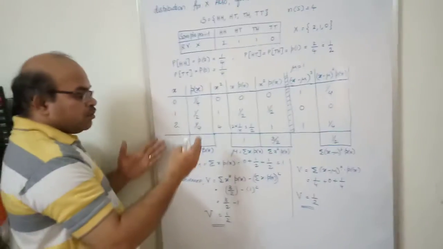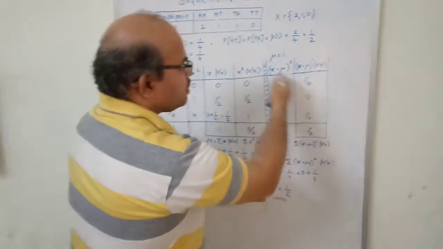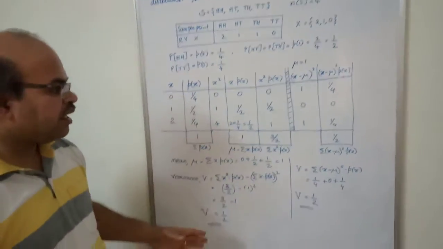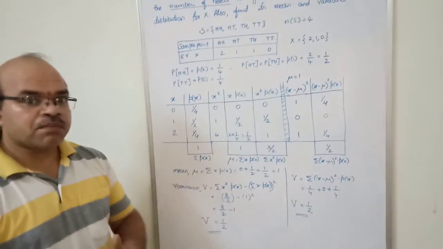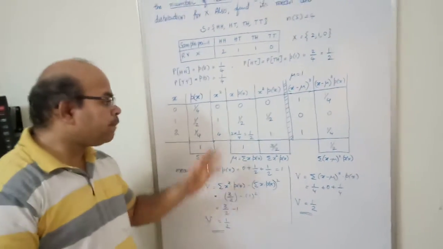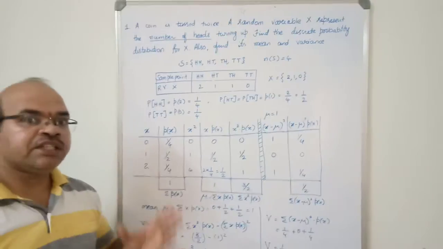So whether you do it by this method or using the other, if you find it, you will get the same result. So this is a simple problem to demonstrate how we can find the mean and variance of a probability distribution function.